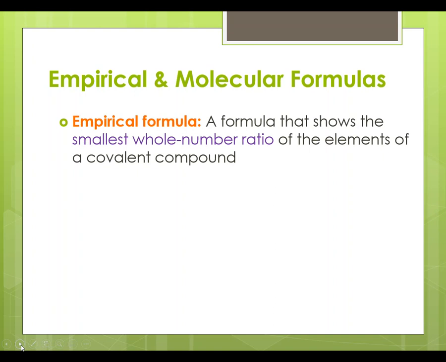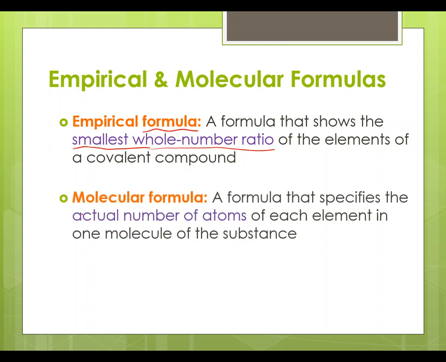Empirical formula: a formula that shows the smallest whole number ratio of elements in a covalent compound. So this would be something we also call a molecule, where they're sharing electrons. The smallest whole number ratio is the empirical formula. And technically all ionic compounds are written as empirical formulas because they are the lowest ratio of the ions involved. But for covalent compounds, that is not always the case. So that's why we have this separate empirical formula that we find for molecular compounds or covalently bonded compounds.